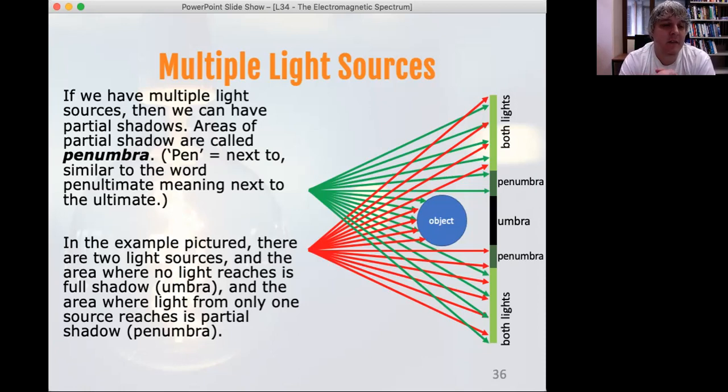Pen meaning next to, the same origin as the word penultimate, if you're familiar with that. And that penumbra is basically saying partial shadow. That's all it means. Umbra is full shadow, so there's no light source hitting it. Penumbra is partial shadow. There is some light source hitting it, but not all of the available light sources in that space.